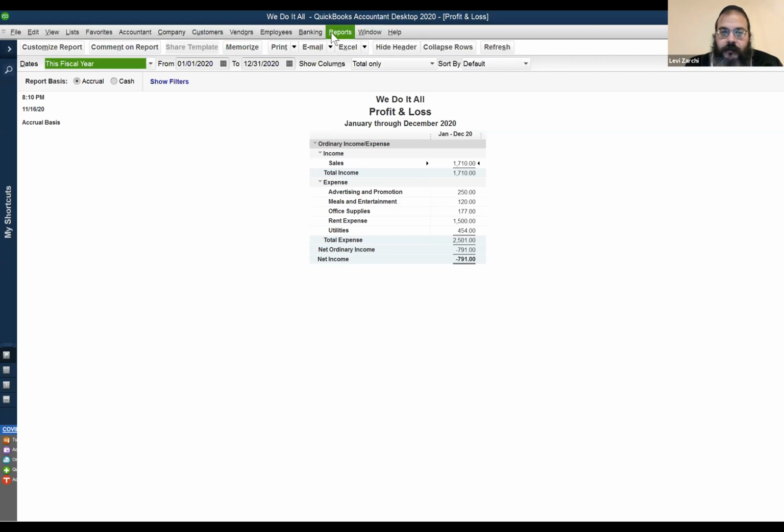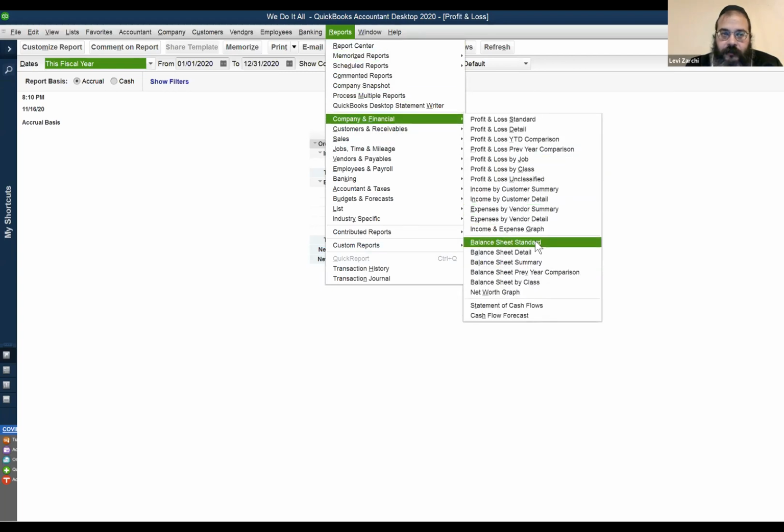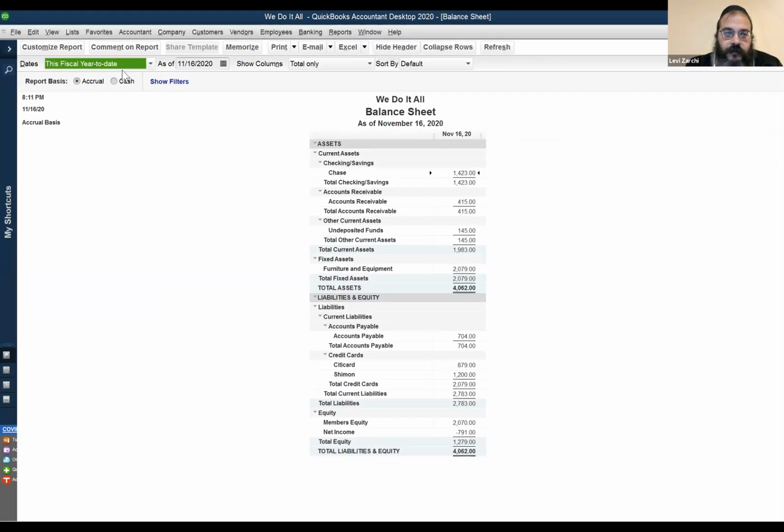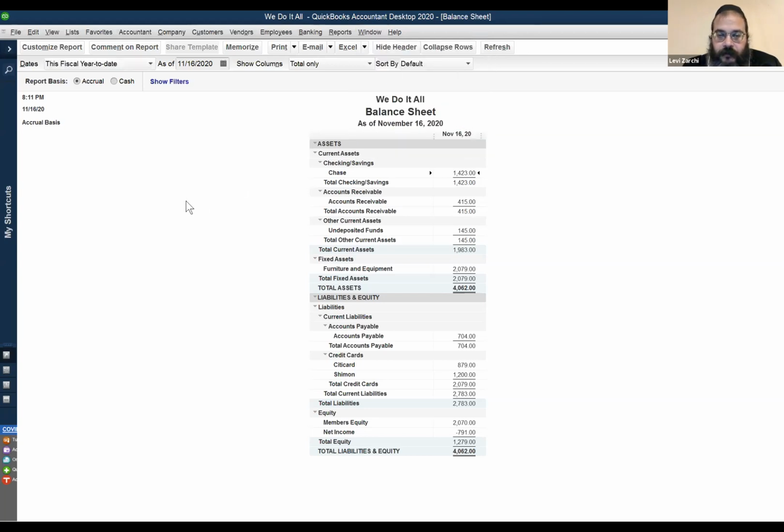And we could just open up one more report called Company and Financial and Balance Sheet Standard. And then again, we're going to choose this fiscal as of today. Okay, so that we will leave. Again, the profit and loss will be this fiscal year, and the balance sheet will be this fiscal year to date. I'm going to pause and wait for people to get a chance to pull up those reports, so you can see it on your screen.